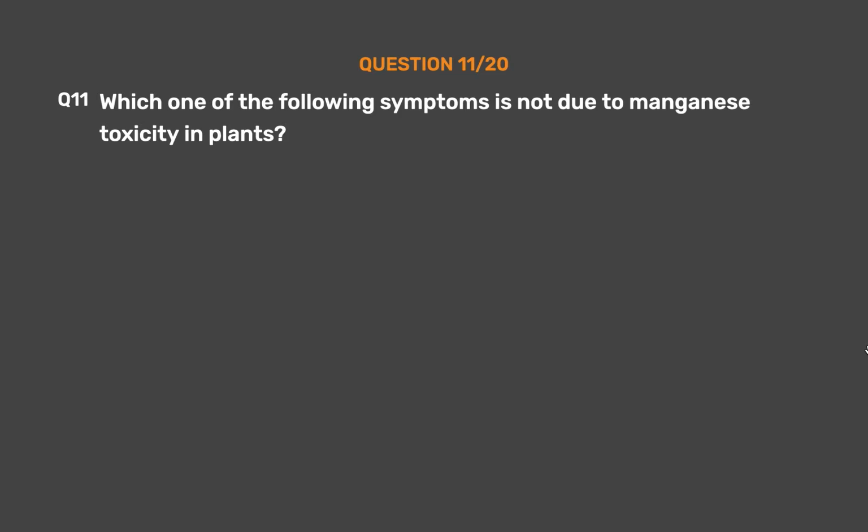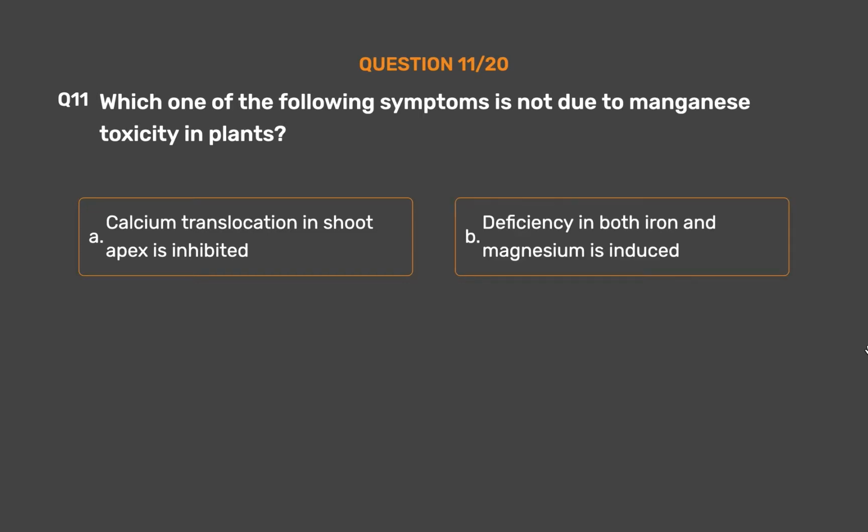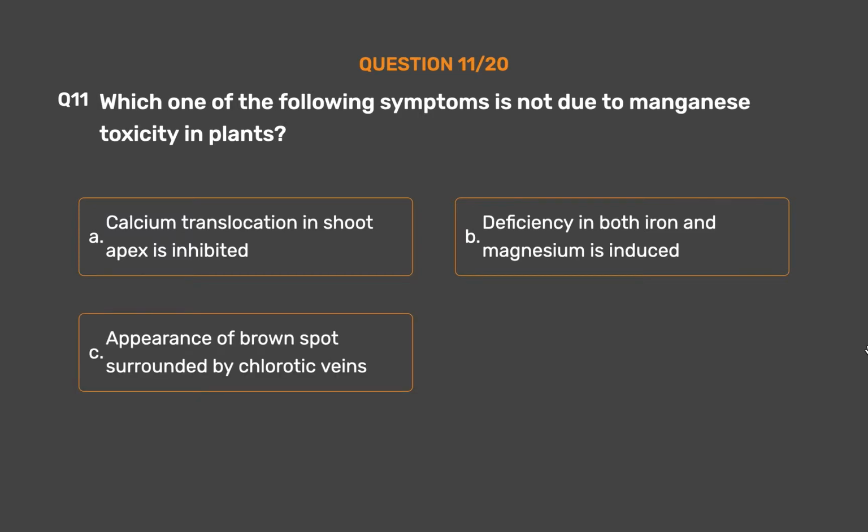Question number 11. Which one of the following symptoms is not due to manganese toxicity in plants? Option A. Calcium translocation in shoot apex is inhibited. Option B. Deficiency in both iron and magnesium is induced. Option C. Appearance of brown spots surrounded by chlorotic veins. Option D. None of them.